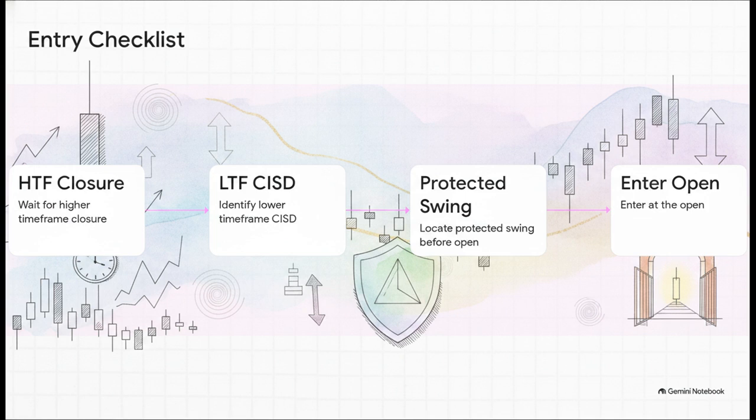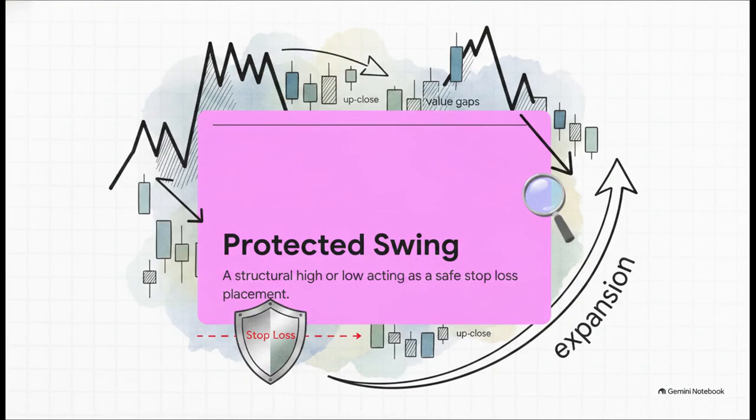Step 3, and pay attention here because this is absolutely huge. You must locate a newly formed protected swing before the new candle even opens. And then, only when all those boxes are confidently checked do you move to step 4 and enter precisely at the open. Let's zoom in on step 3 for a second, because it's the anchor of this whole strategy.